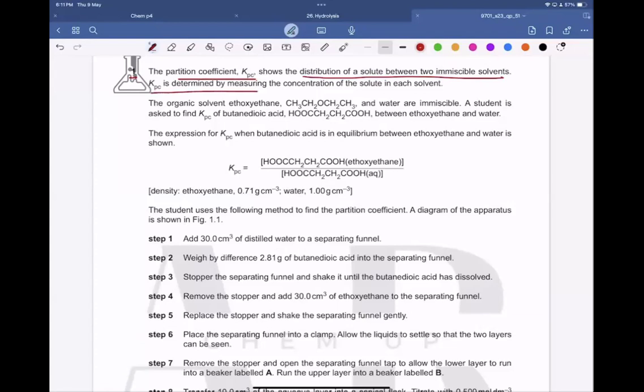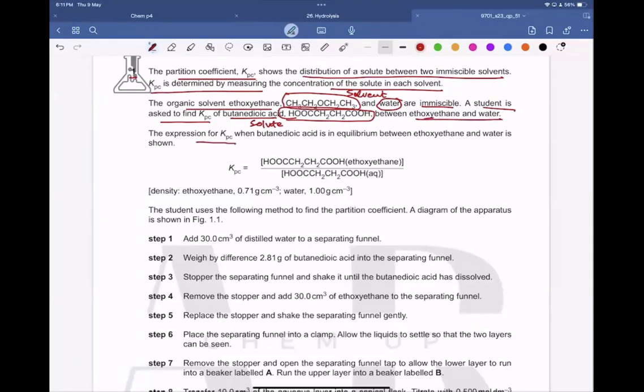The KPC is determined by measuring the concentration of a solute in each. The organic solvent is ethoxyethane. So remember, this is the solvent and this is the other solvent, and water are immiscible. A student is asked to find KPC of butane dioic acid. So this is our solute. Butane dioic acid is the solute which we are going to dissolve in ethoxyethane, that is our organic solvent, and dissolve in water. And we have to see how it's being partitioned between these two solvents.